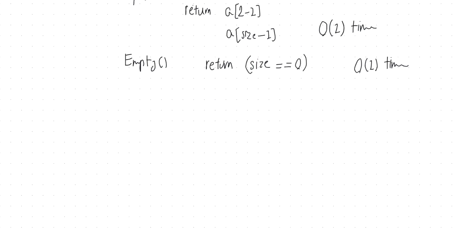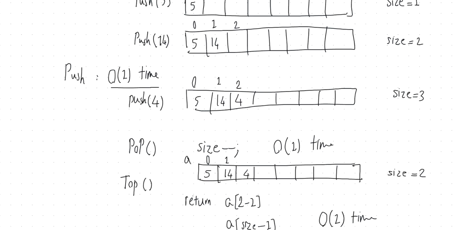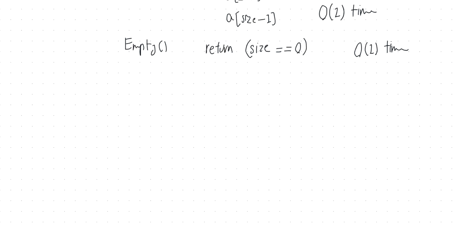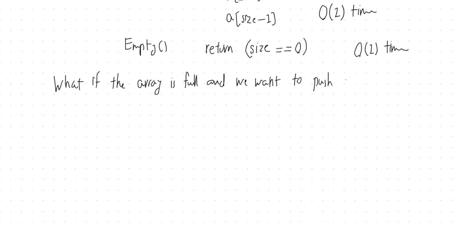The only thing left is this special case for push that I mentioned briefly, which was, what if, let's say, the capacity of the array is 8, and we already have 8 elements in the array, right? Size is equal to the capacity. Then what? Then how do we push a new element? Okay, so the last question for this implementation is, what if the array is full and we want to push a new key into the stack? Okay, so what should we do then?